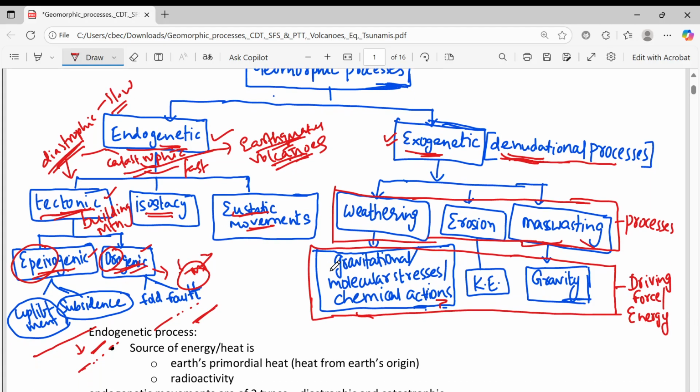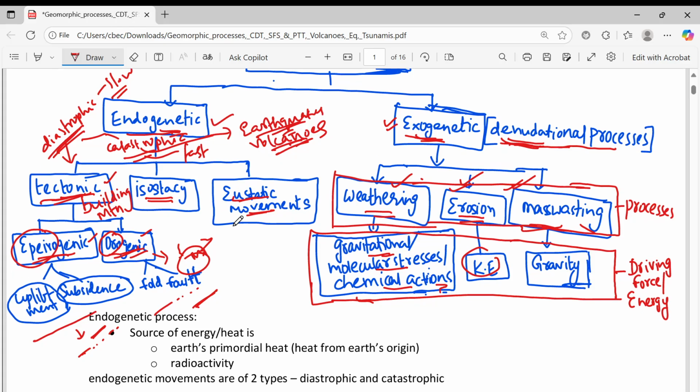Then if you come to exogenetic process, this is very simple. Here remember three types: weathering, erosion and mass wasting. For weathering, what are the things it is influenced by? These are the forces or processes: gravitational, molecular stress, and chemical actions. For erosion, kinetic energy, that is transportation, is required. For mass wasting, gravity is the main force. This we will study in detail later.